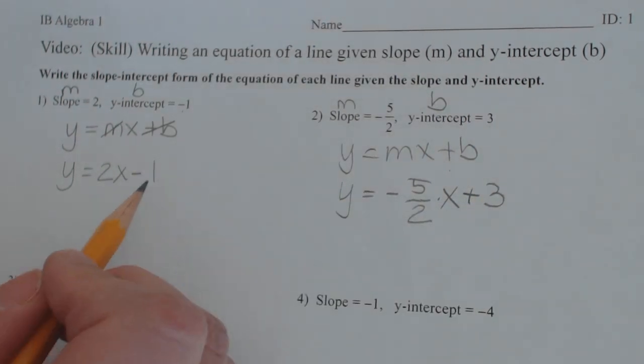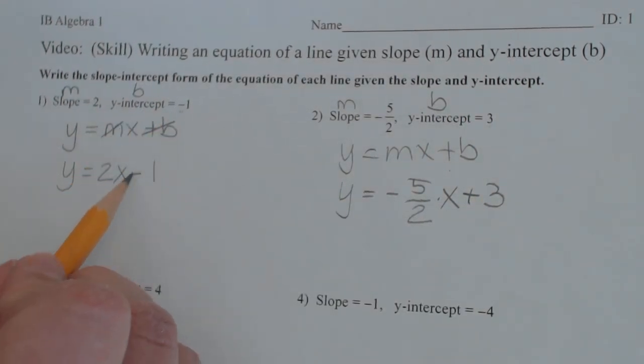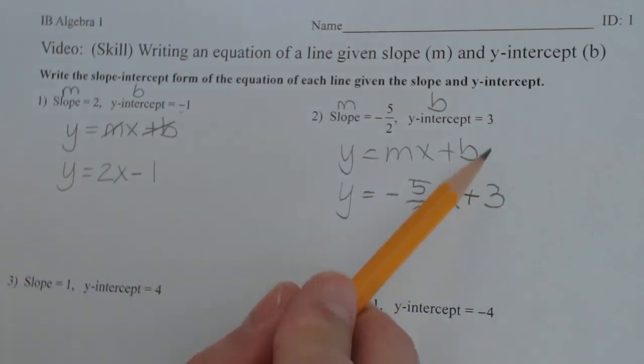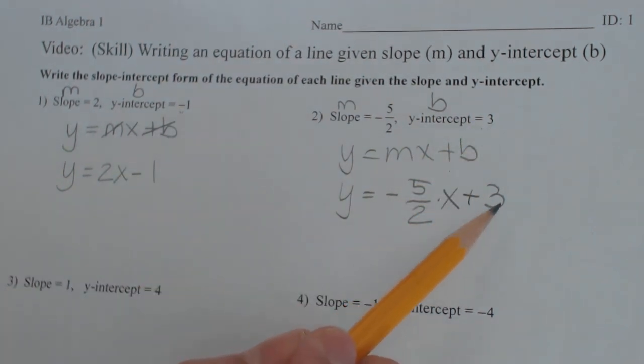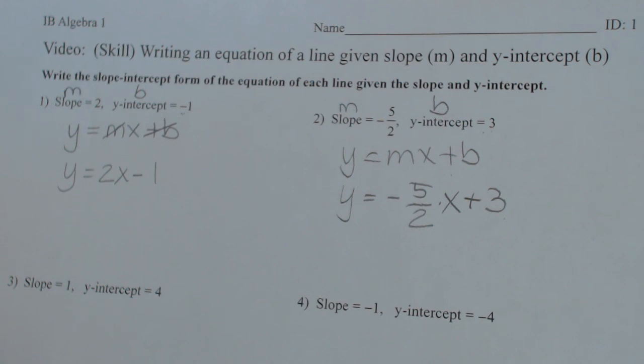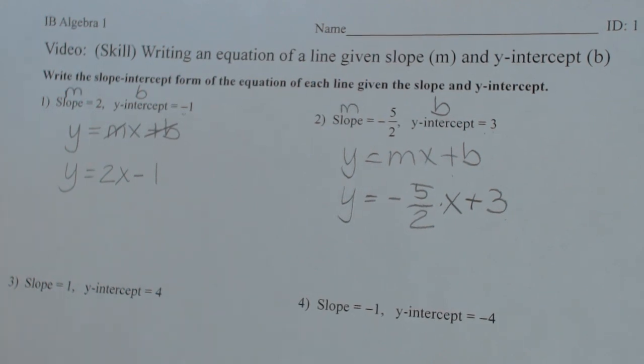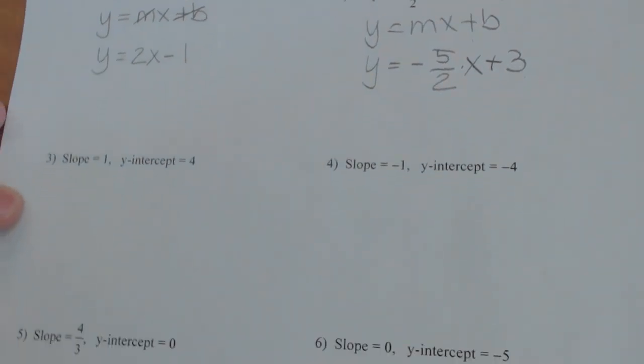So please notice, when it was a negative number, it became -1. When it was a positive number, it became plus 3. So that's what you do. Substitution, m and b into our slope-intercept form equation.